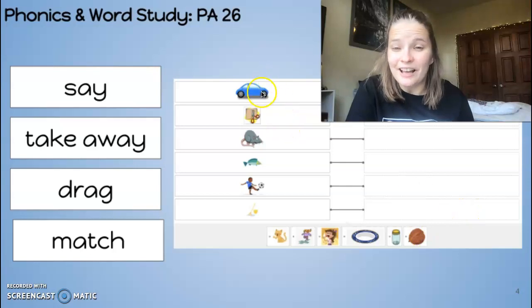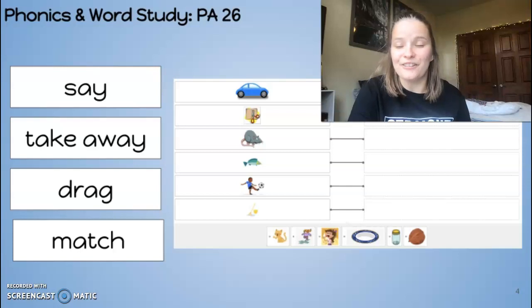The sound I'm trying to find is R, which is like in the word jar. So I would take the jar and drag it up to the very top. You're going to do that for all of the rest of the answer choices.